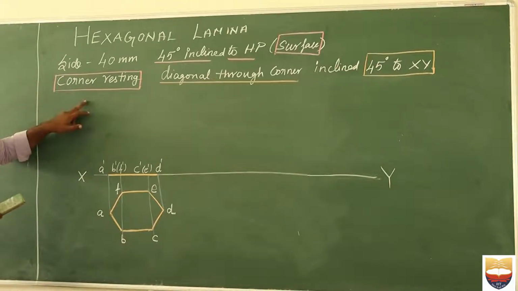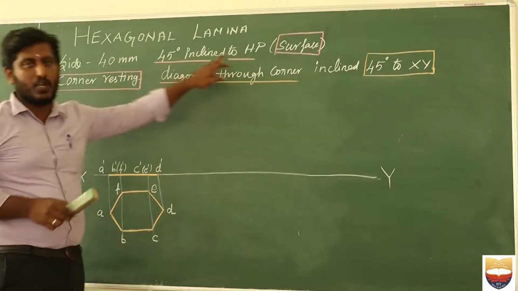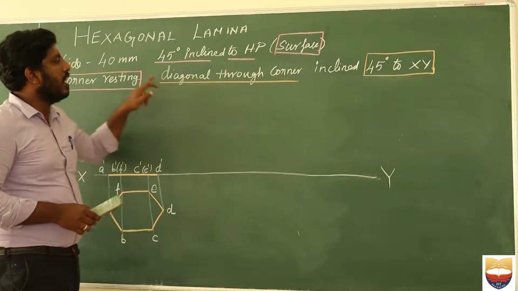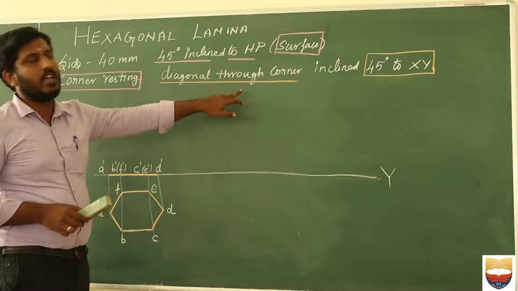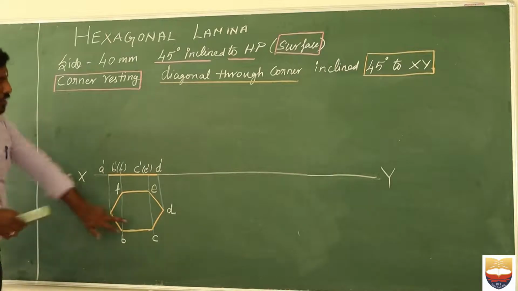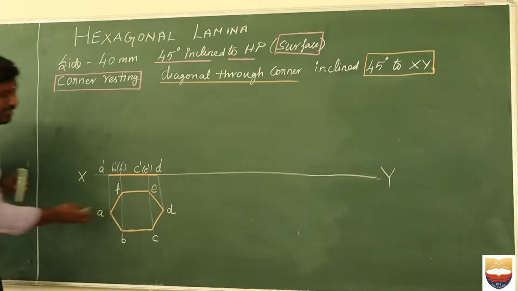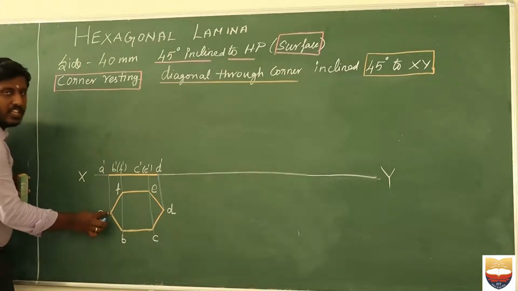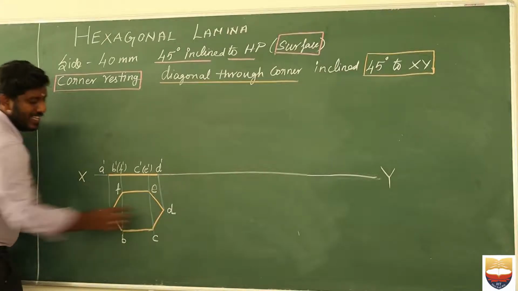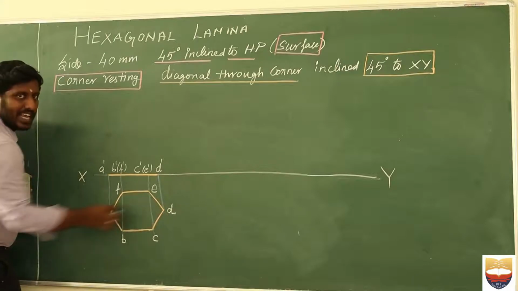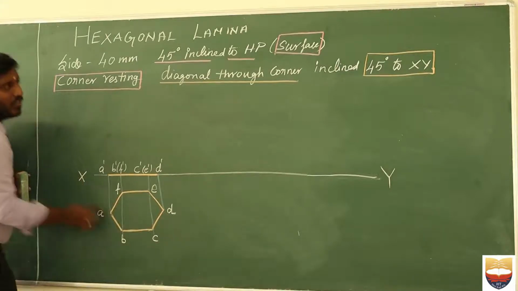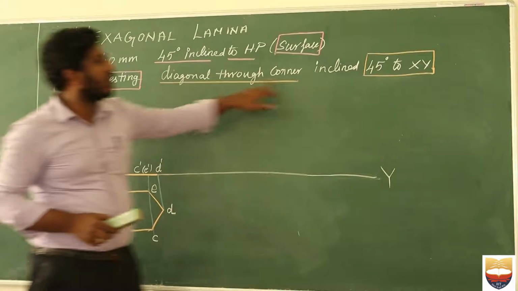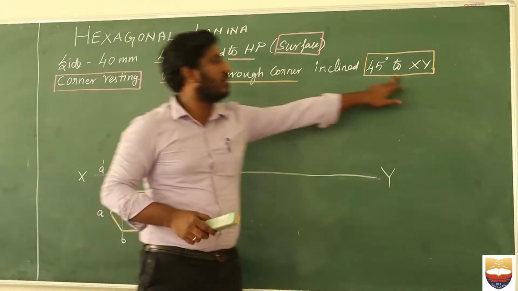The particular surface is inclined at an angle of 45 degrees to HP, and similarly it is given that the diagonal through the corner, here in the hexagon where the corner is resting, is inclined. If it is a resting condition, we have to check the left hand side of the plane. Here you can see the corner is resting. So what is the diagonal for corner resting? You can see A to D is the diagonal, where that particular A is resting. That diagonal through the corner is inclined at an angle of 45 degrees to XY.